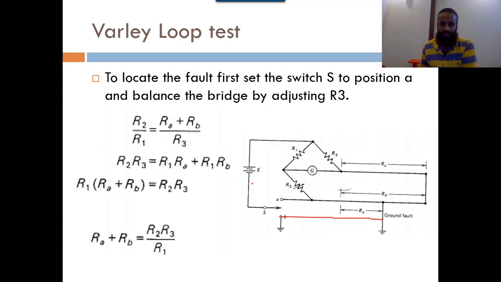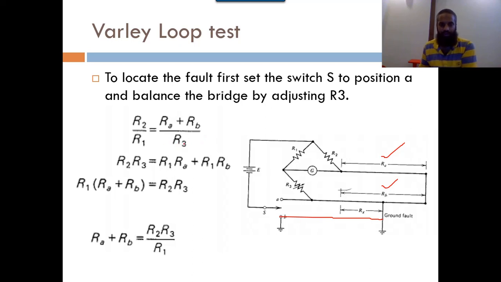So in case 1, when the switch is at A position, the above side ratio of the resistance should be equal to the lower side ratio of the resistance. The above side ratio of the resistance is basically R2 over R1, and the lower side is this side resistance divided by this side resistance. This side resistance is Ra plus Rb, and this side resistance is R3. So this formula is only valid when the system is in balanced condition.